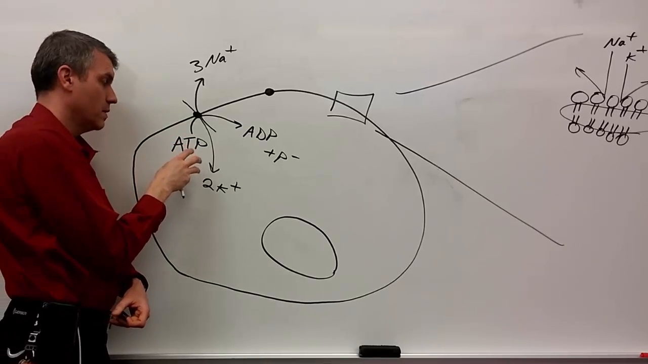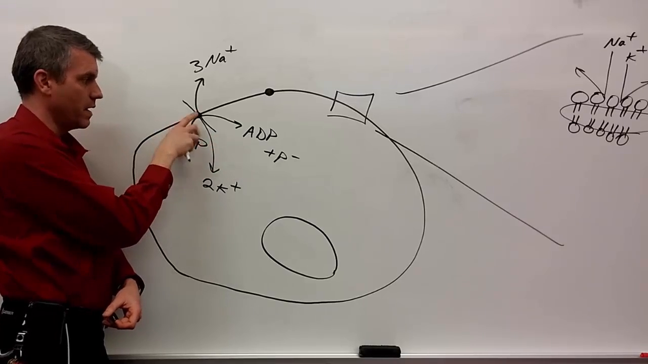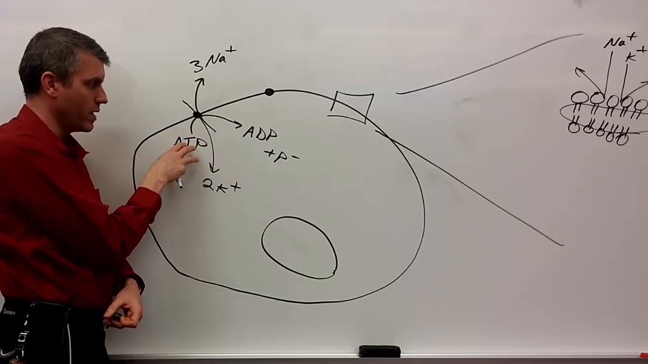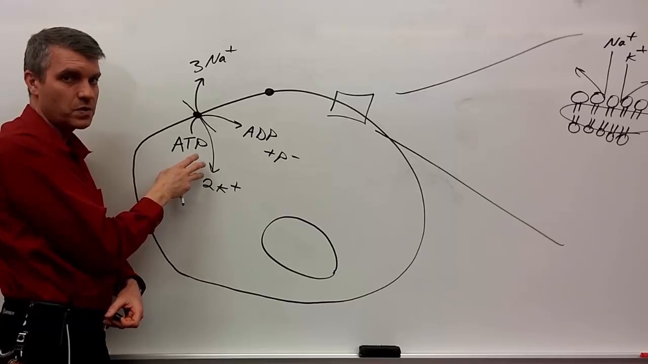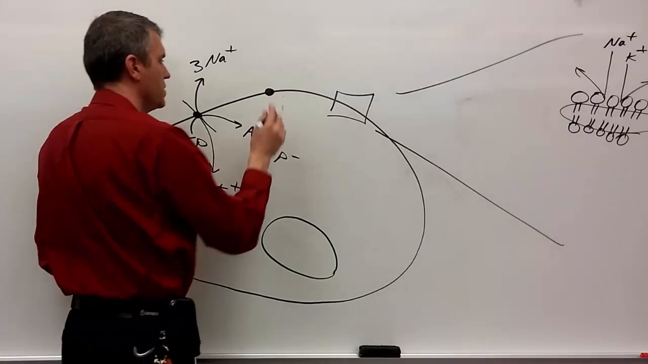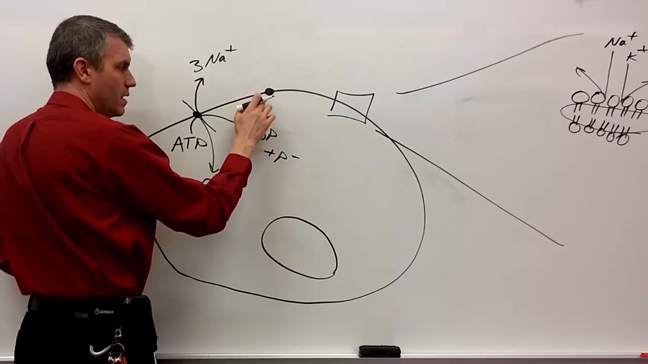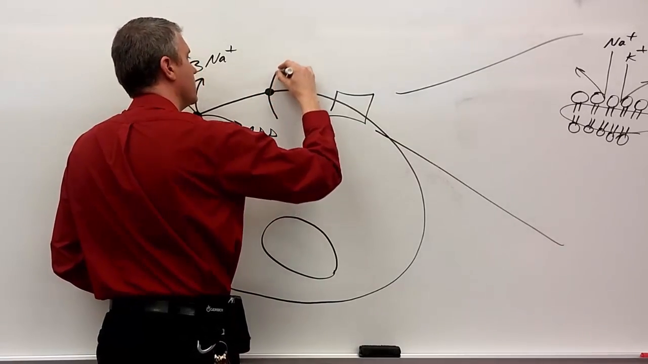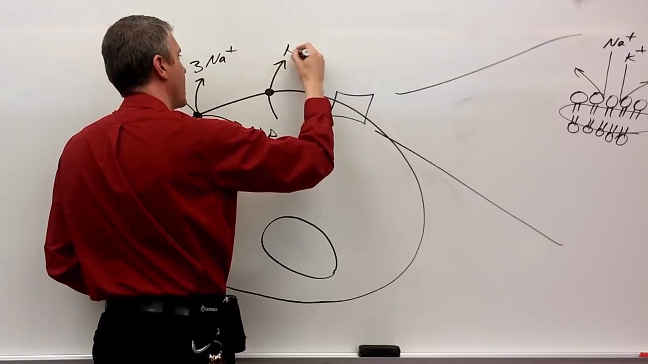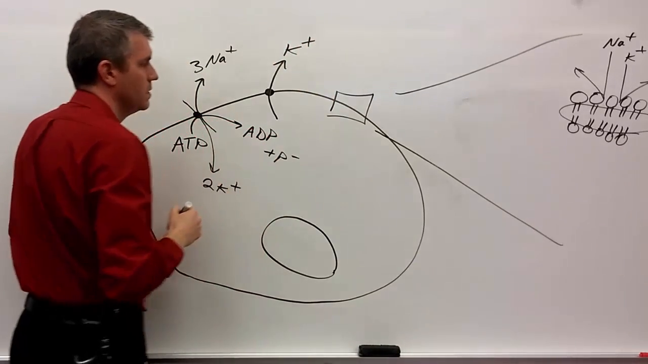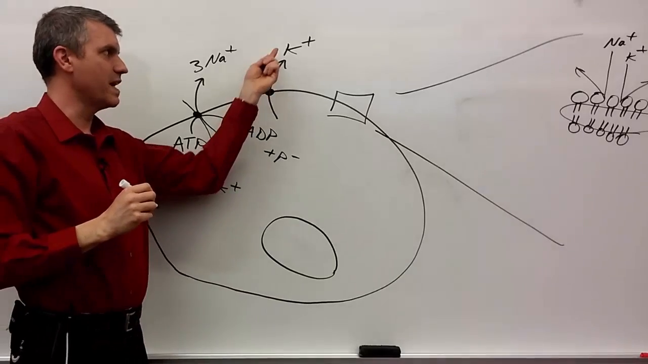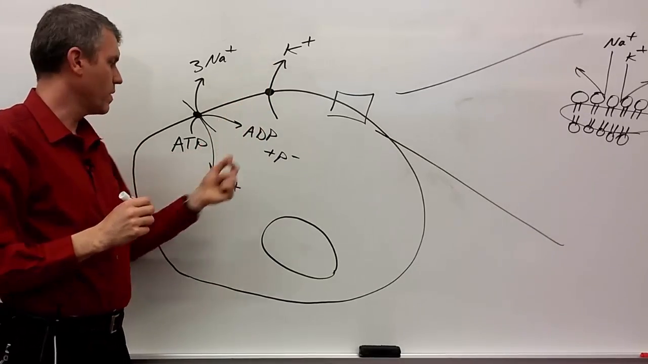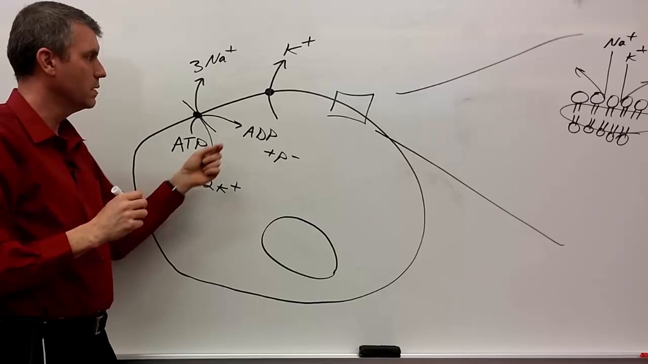In other words, the inside of the cell, just talking about the sodium-potassium pump, is a little bit more negative because it has fewer positive charges. Let's go to the next protein. This next protein is called the potassium leak channel, and it does exactly what its name says. It literally allows potassium to leak out.